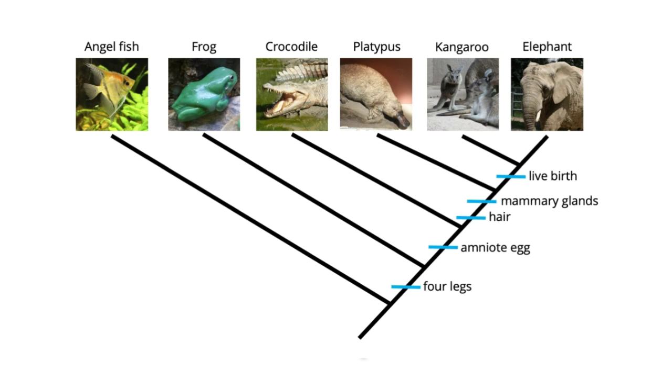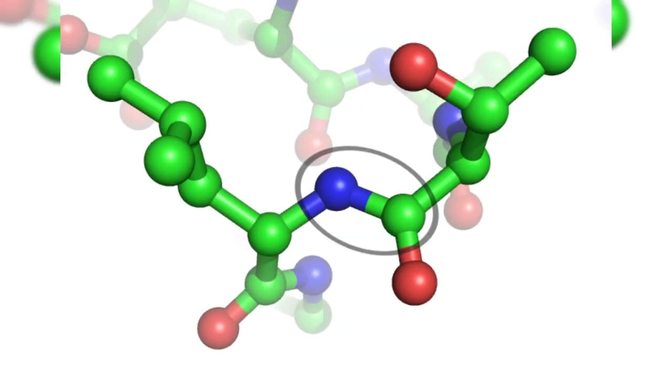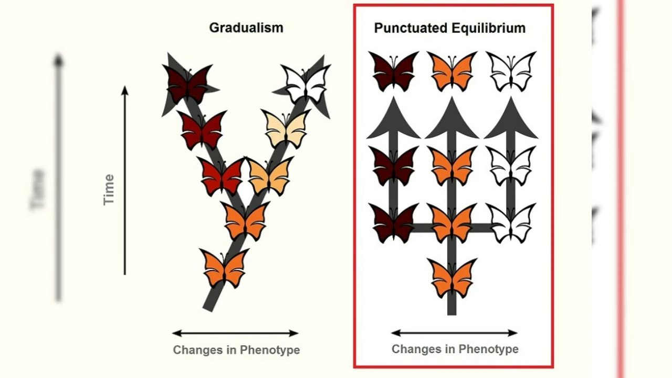Phylogenetic tree. A diagrammatic representation showing possible evolutionary relationships between different species. Peptide bond. Bond found between the amino acids. Punctuated equilibrium. The theory that describes evolution as consisting of long periods of little to no change alternating with short periods of rapid change.